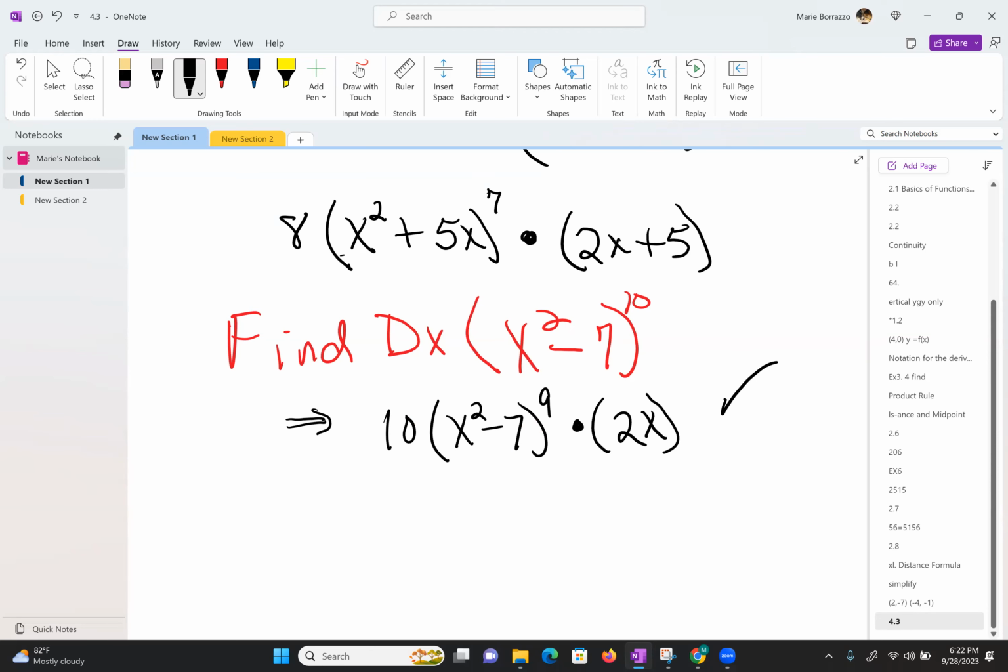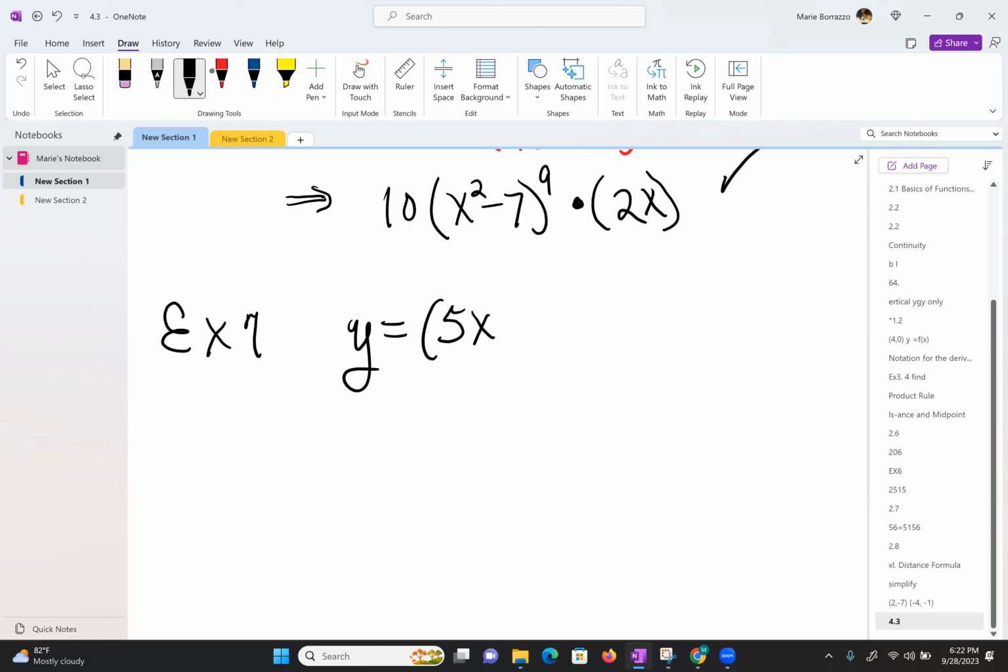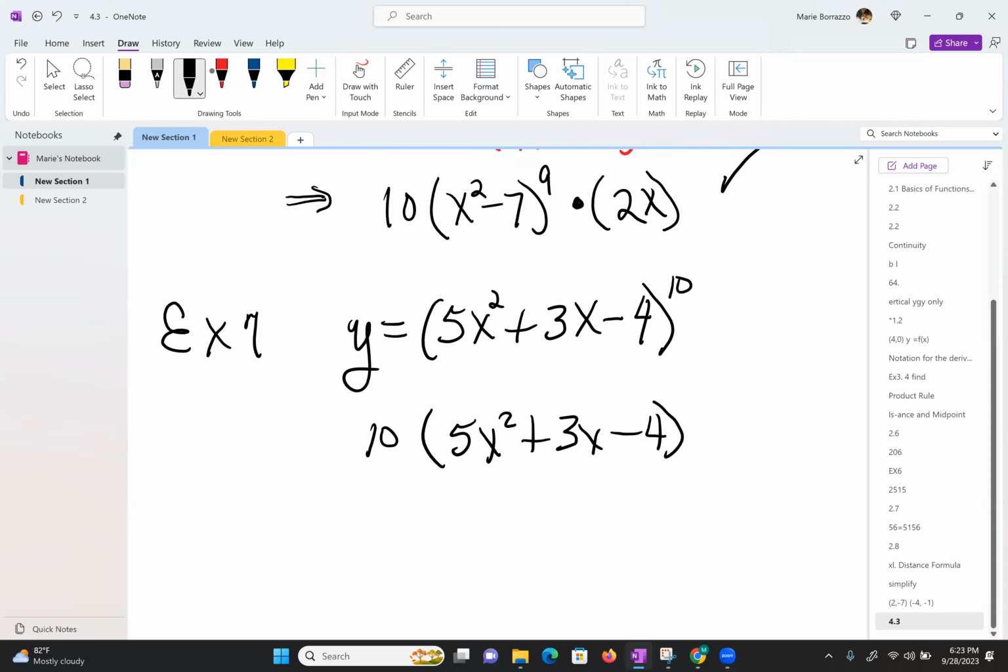Okay. Example 7 is really no different. It's more practice, so hang tight. They're going to give you y equal to 5x squared plus 3x minus 4, and this is raised to the 10th power as well. So in the same fashion, this is 10 parentheses 5x squared plus 3x minus 4, all of this raised to the 9th power, times the derivative of this, which is 10x plus 3.